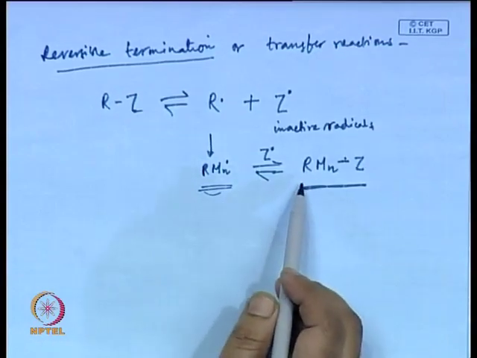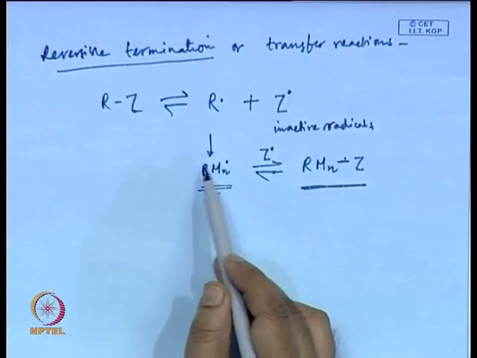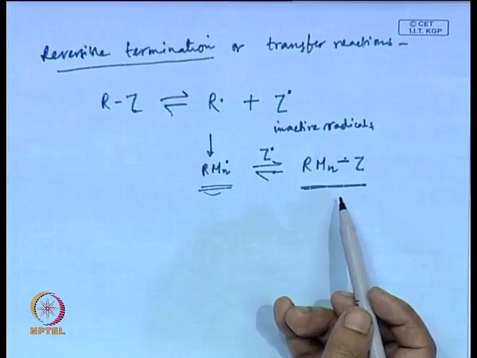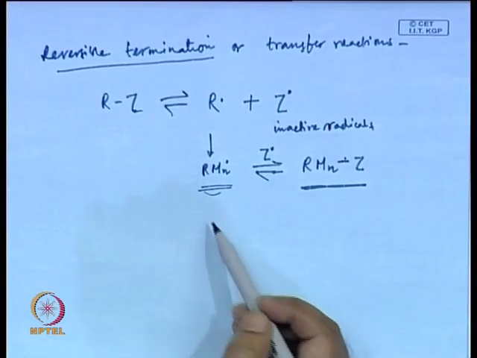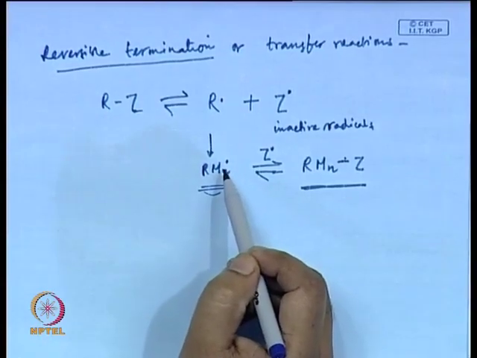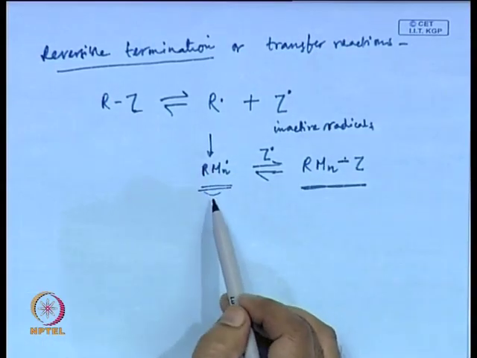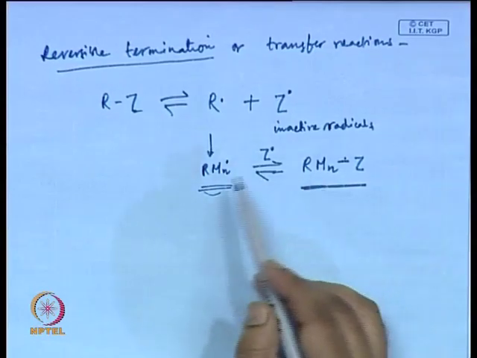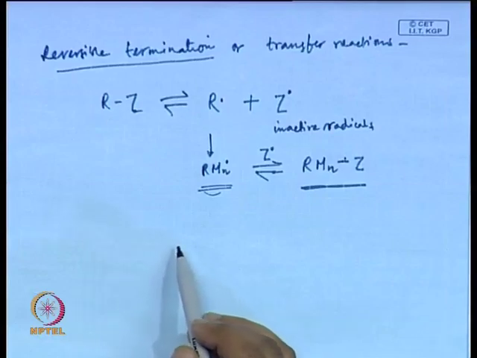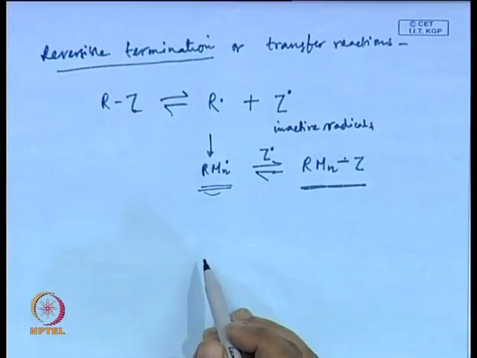Because this is a reversible termination reaction, if this radical does not undergo any termination reaction, it can react with a monomer and again go back to the dormant form. Because it is an equilibration process, a reversible process, all the propagating radicals we generate from the initiation reaction will spend more or less the same amount of time as an active form and as a dormant form, which will ensure that all the polymer chains are progressing or reacting for the same amount of time or same duration.